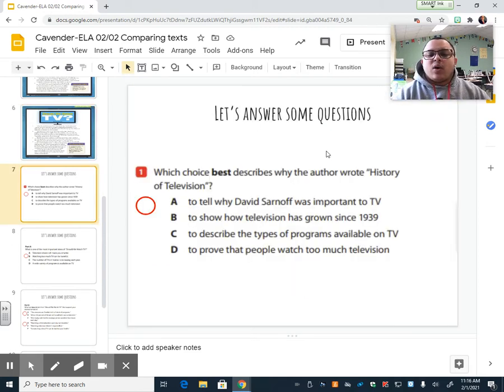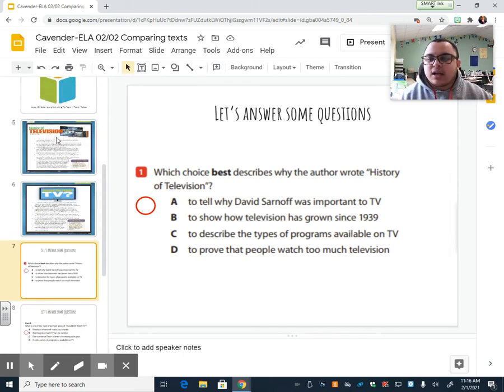So this says, which choice best describes why the author wrote History of Television? Did the author write it to tell us why David Sarnoff was important to TV? Did he write it to show how the television has grown since 1939? Did he write it to describe what types of programs are available on TV? Or to prove that people watch too much television? Let's see if I can find a pen to write with.